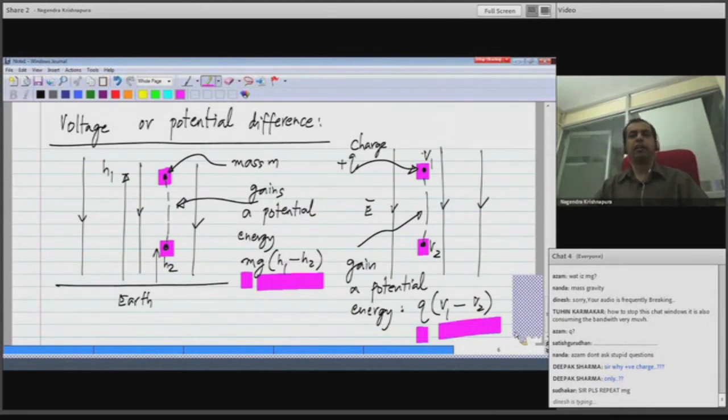What I was saying here is that I was trying to make an analogy between voltages or potential differences.